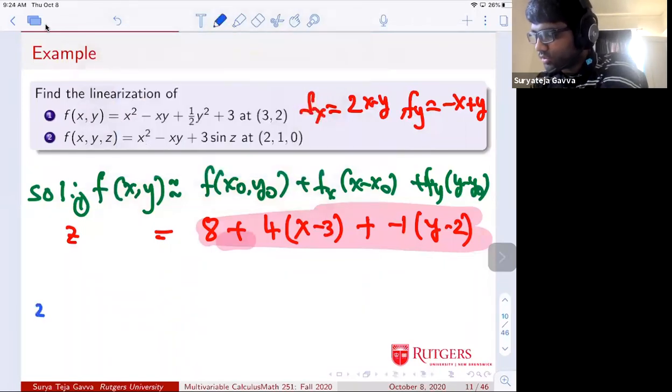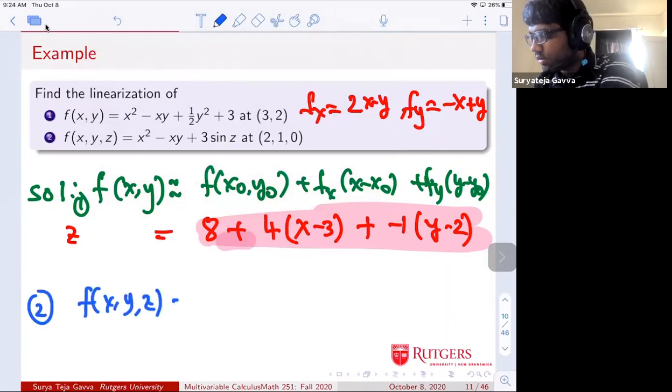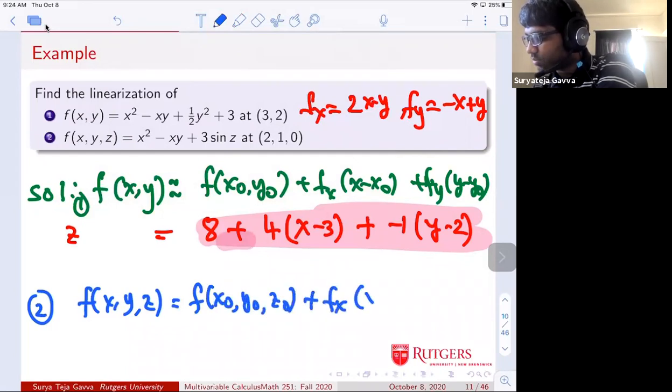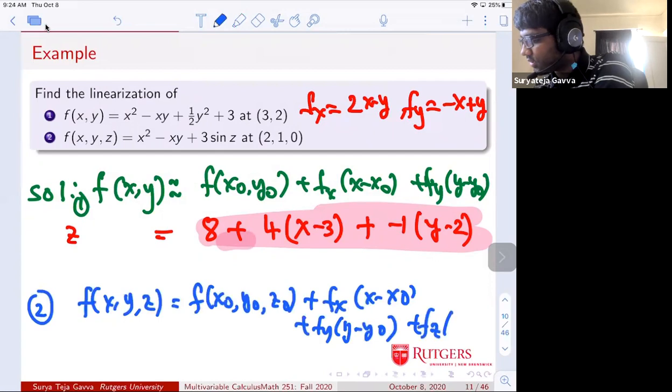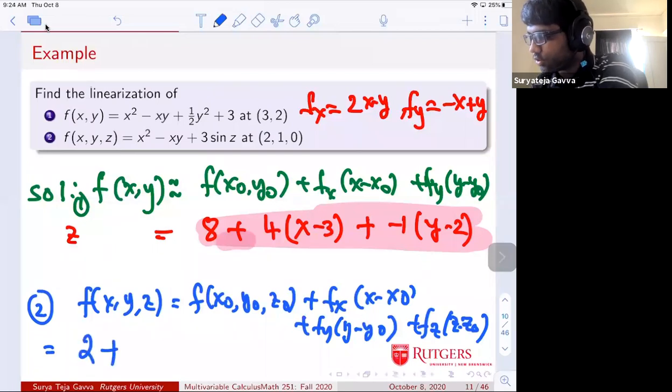Now let's do the second problem, f of x, y, z. The linearization is nothing but f of x0, y0, z0 plus fx times x minus x0, plus fy times y minus y0, plus fz times z minus z0. So just substitute 2, 1, 0 in this. You'll get 2 squared minus 2, which is 2. So f at the point is 2.